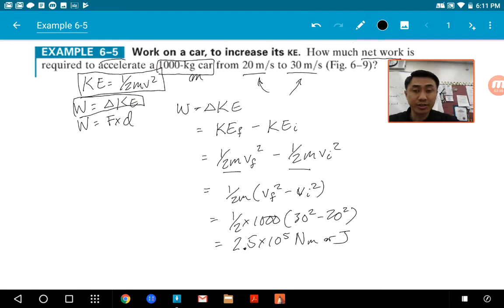Seems pretty darn easy. So it takes a ton of joules to accelerate a car from 20 miles per hour, or 20 meters per second, to 30 meters per second, right? And the big deal with this problem is just using 1/2 mv squared.